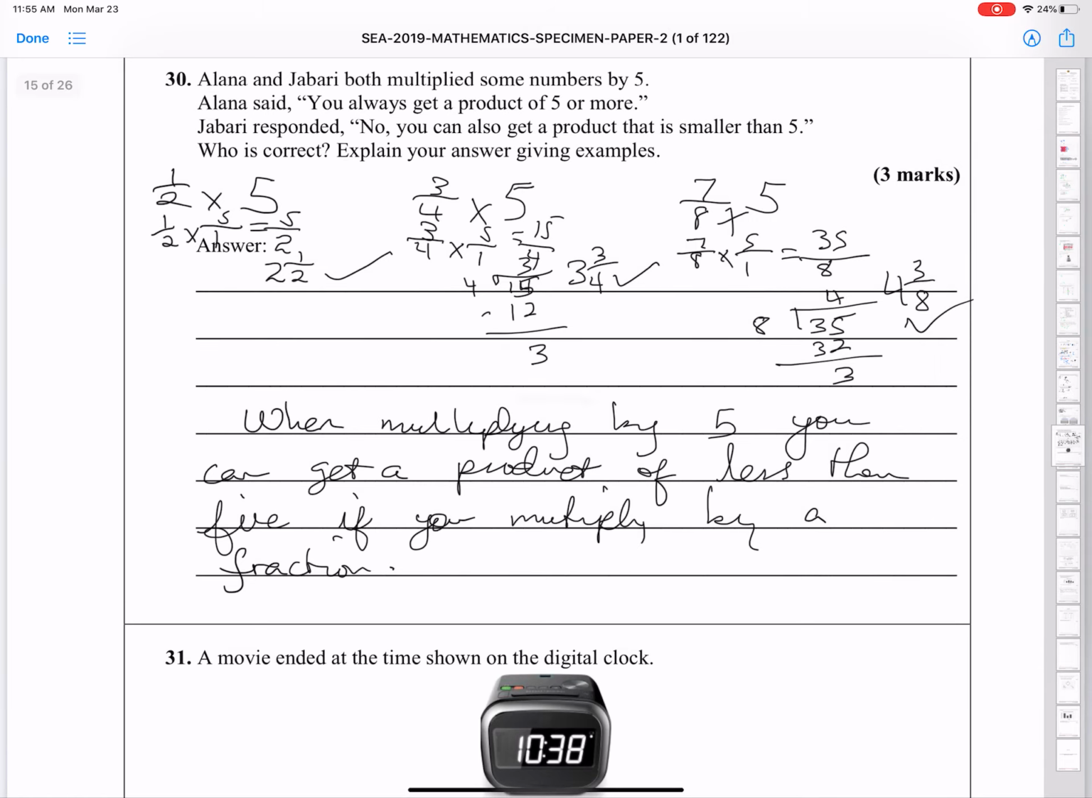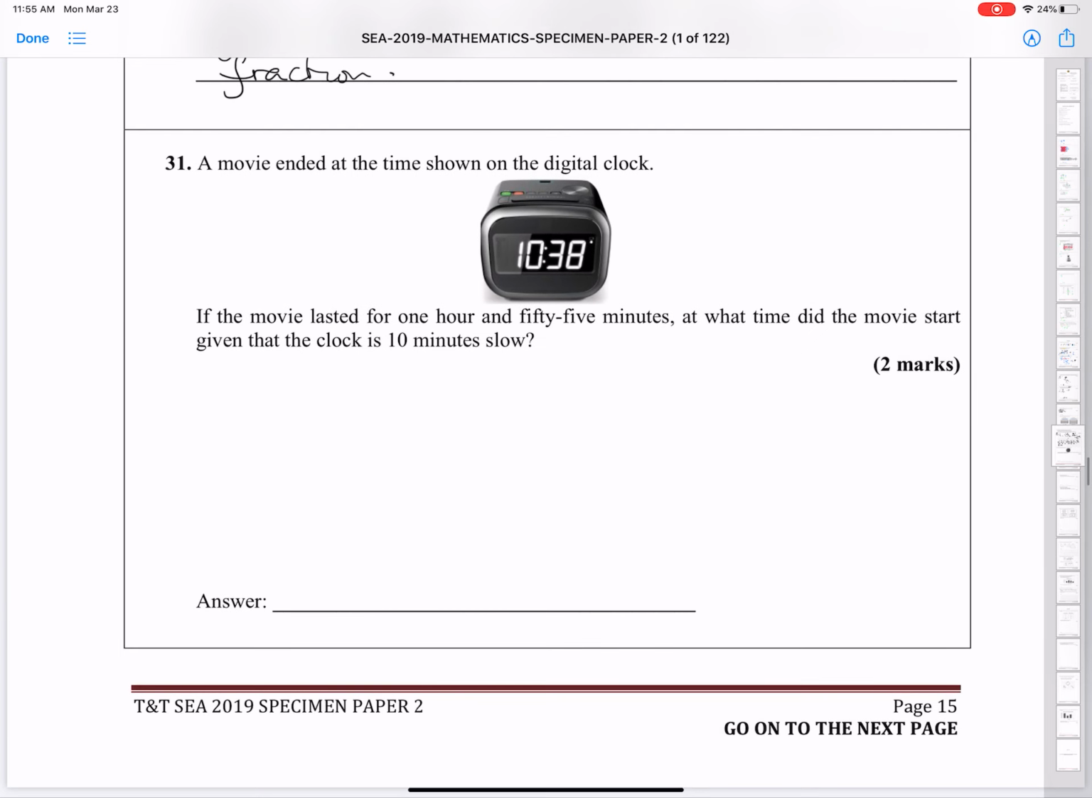It's 10:48 because the clock is slow. Correct time is 10:48. So the movie lasted for 1 hour and 55 minutes. So we're going an hour and 55 minutes back in time. All right. So 10:48 take away 1 hour and 55 minutes.